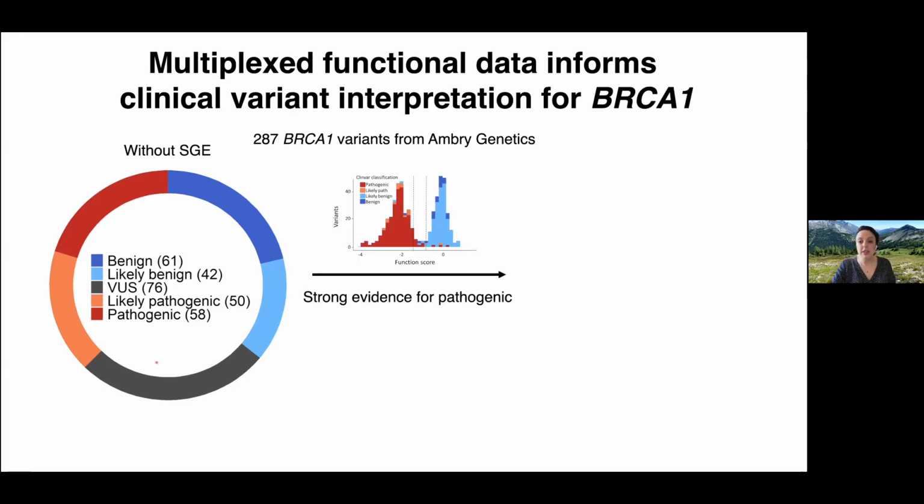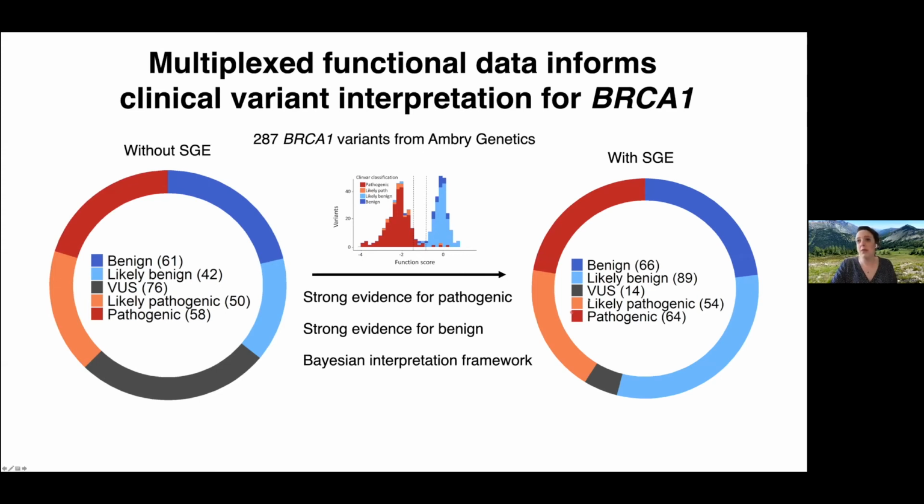Adding strong evidence both for and against pathogenicity using the Bayesian variant interpretation framework, he showed that he could reduce the number of VUS to 14, which is an 82% reduction in VUS, which I thought was pretty amazing. And again, the cool thing about these data sets is that they are future proof, right? So the next time Ambry finds another variant in this region, we can go back and do this exercise again.